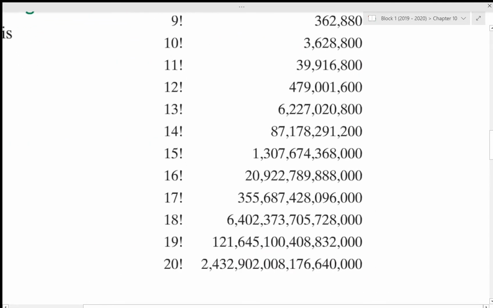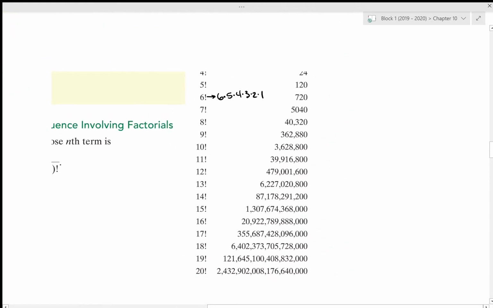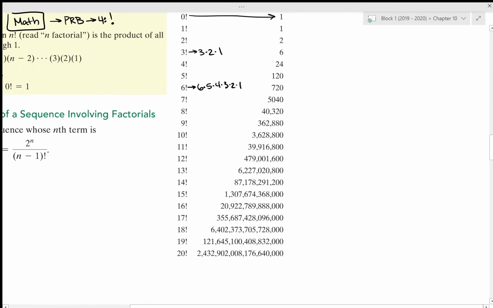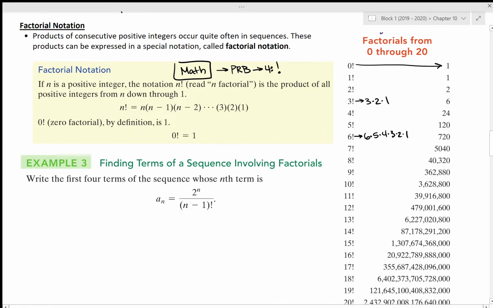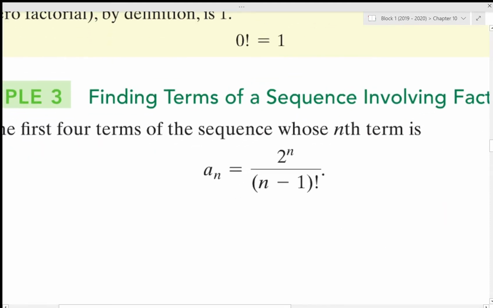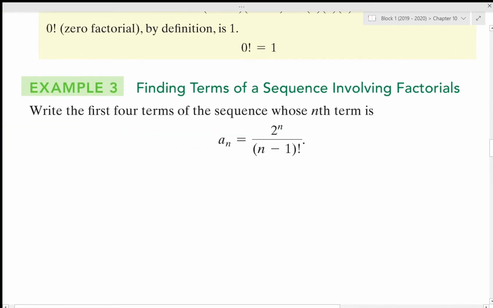All right. Now, these are in your notes. I have all the way up to 20 factorial. Do you need to memorize this? No, your calculator can do this for you, so that's totally fine. So now, you may see this operation symbol within a sequence or a pattern, so it's just something to keep in mind. So, for example, 3. Write the first 4 terms of the sequence whose nth term is, so this would be the general term.